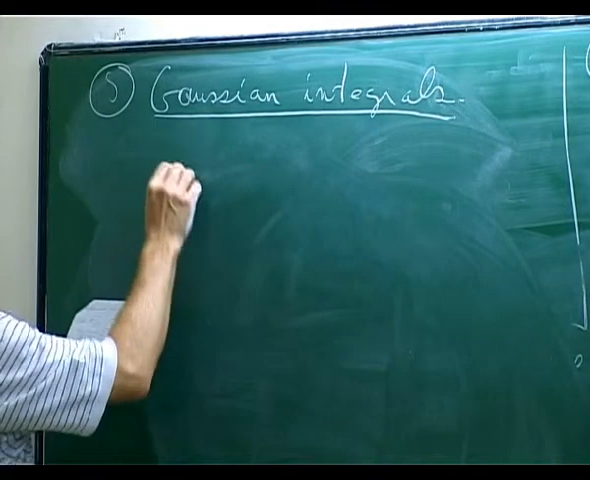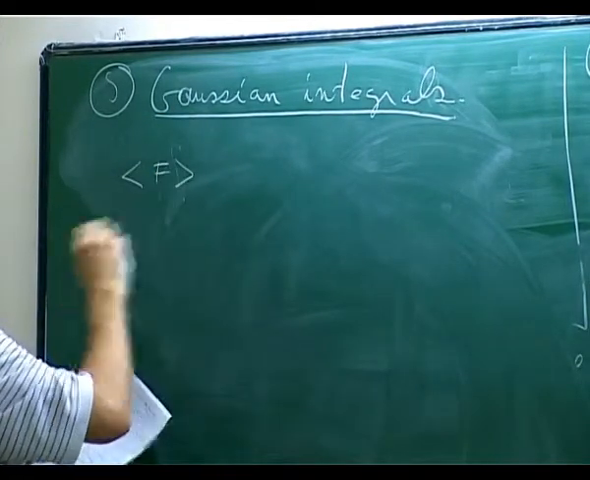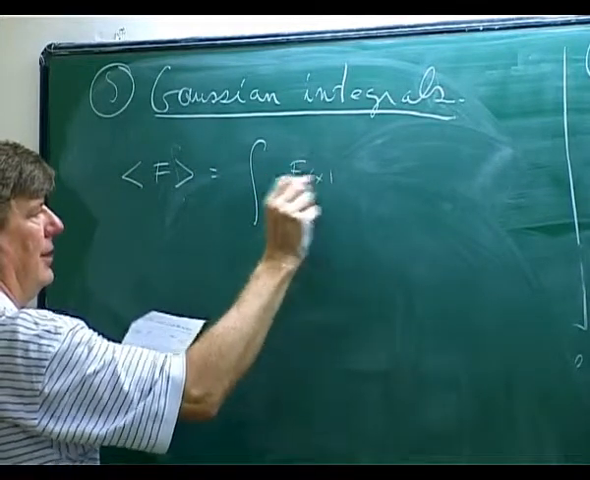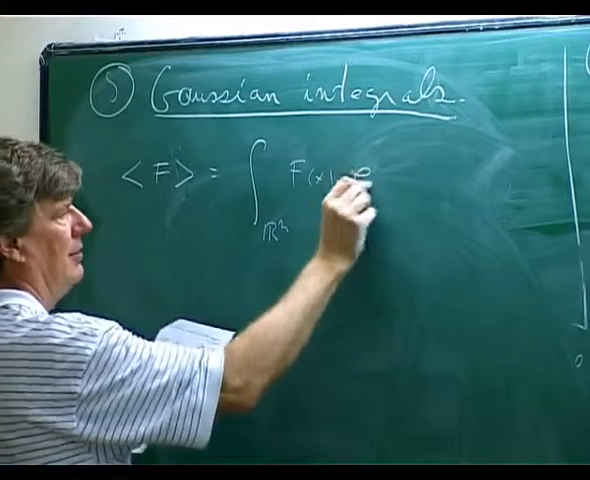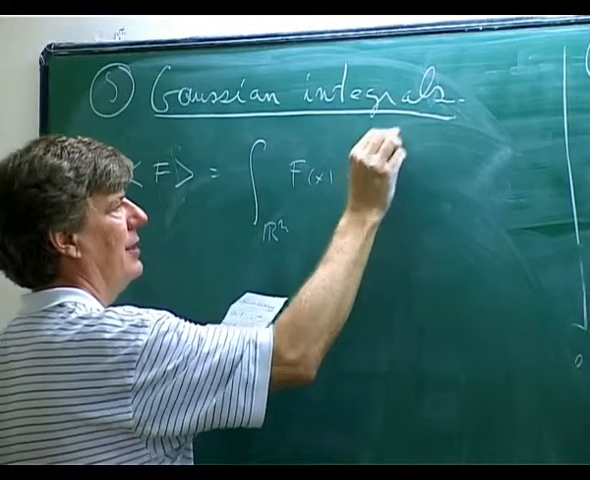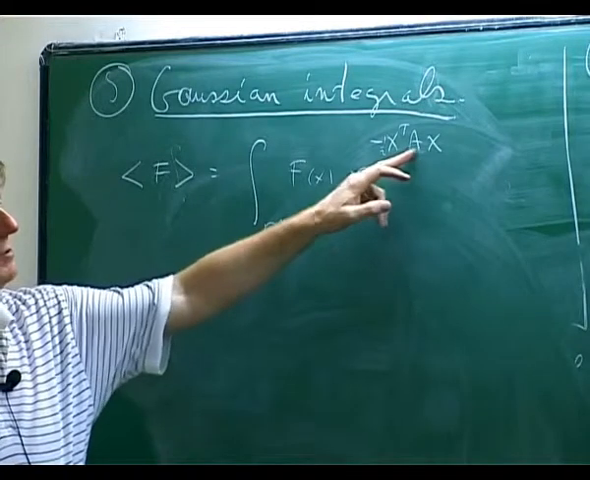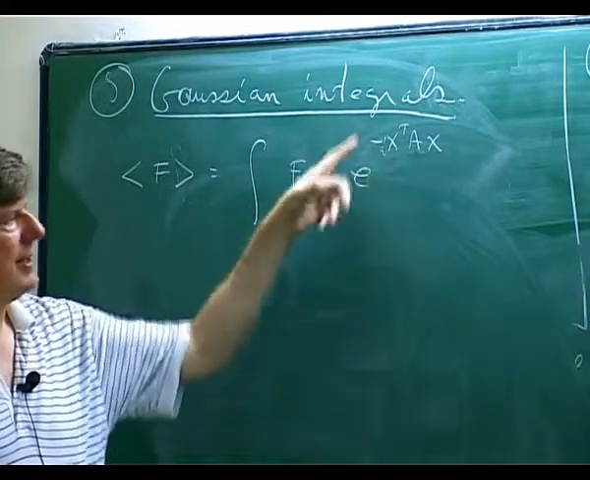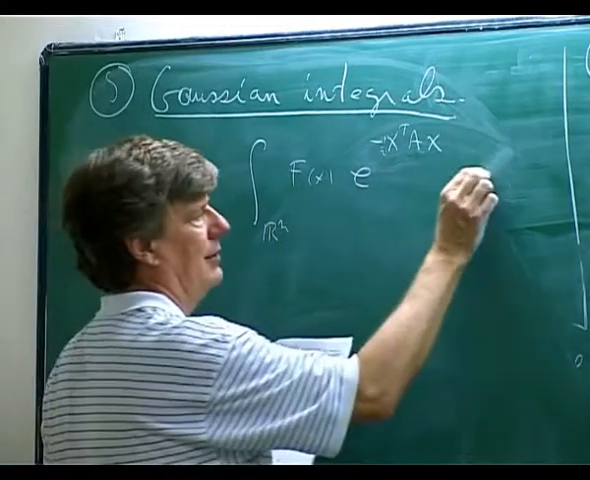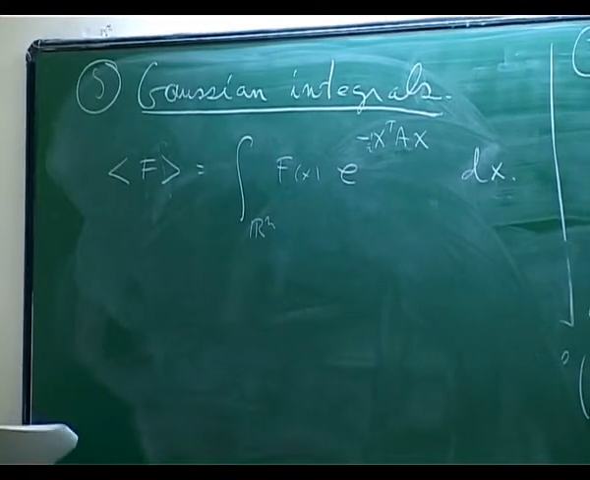Okay. So if I define the expectation of f to be the integral of f of x, say on R^n, times e to the minus a half x transpose A x, where A is some symmetric matrix, it's defining a Gaussian measure. I then integrate f over it, and I'm getting an expectation value.